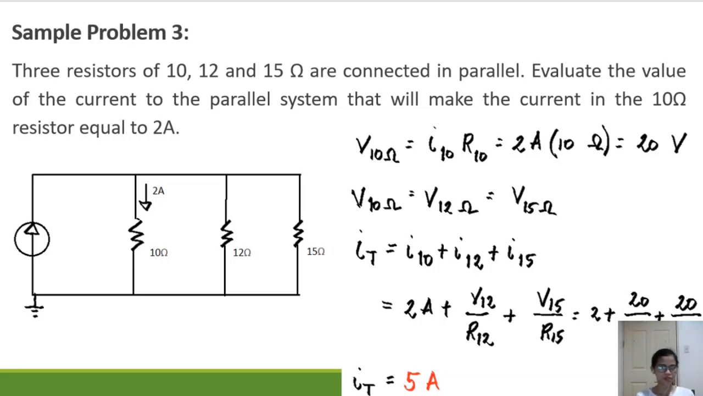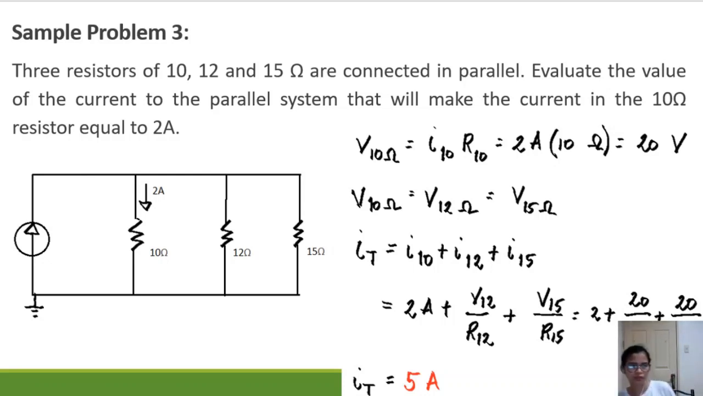We have 3 resistors, assuming that we do not know the solution. 3 resistors of 10, 12, and 15 ohms are connected in parallel. Evaluate the value of the current to the parallel system that will make the current in the 10 ohm resistor equal to 2 amperes. So the best way to solve this problem is first to understand the problem, and as much as possible translate it to your vernacular language so that you can really understand it. If you are a Cebuano, then translate it to Bisaya.